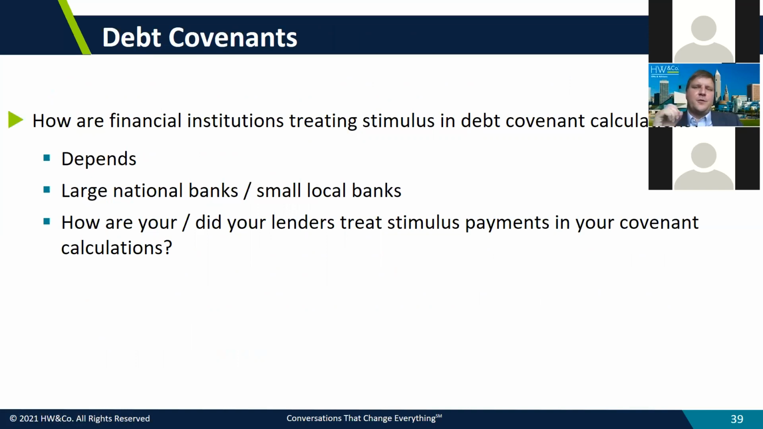There were large national banks that were hard and fast, and they said, you know what, this is how it's going to be. We're not going to allow you to pick up the PPP in there. We're not going to allow you to pick up the stimulus. We have a national policy. This is how it is. At least that's how some of the large banks were initially.